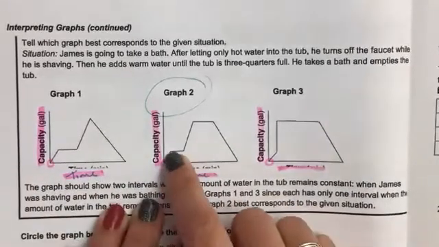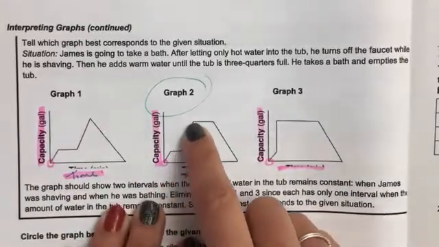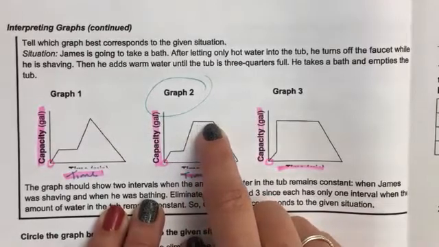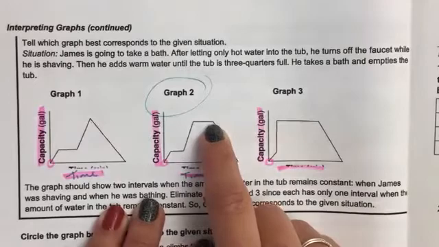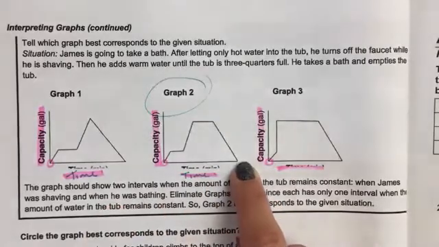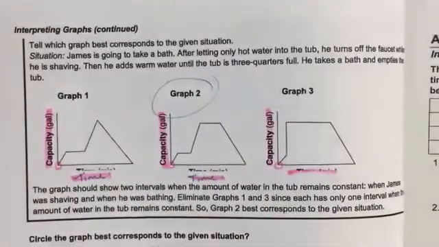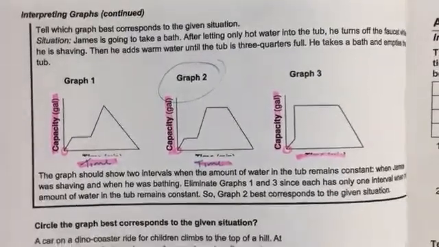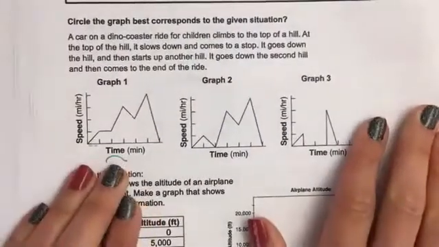He filled it up, shaved, filled it up the rest of the way, then he sat in the tub for a while so the level stayed the same, and then he emptied the tub. So that's how we know that graph 2 is a correct graph, okay? So my last couple examples, similar situation.